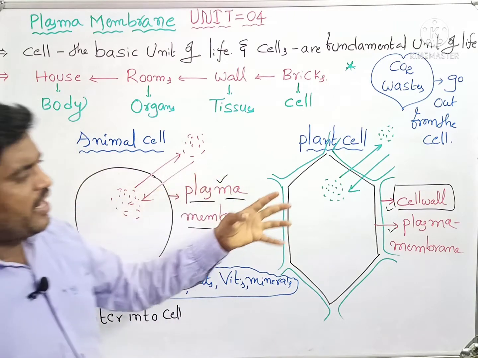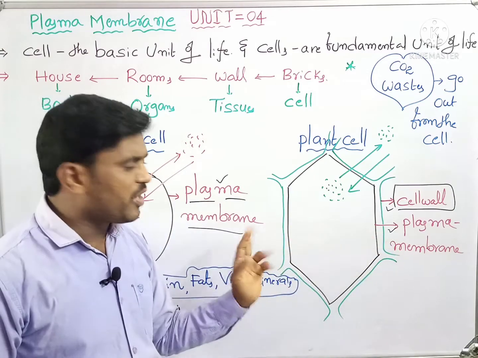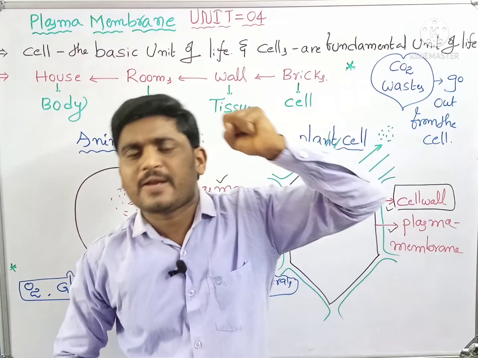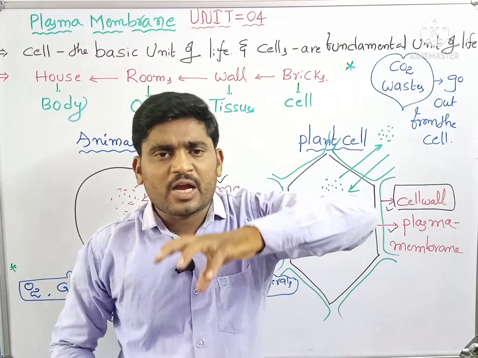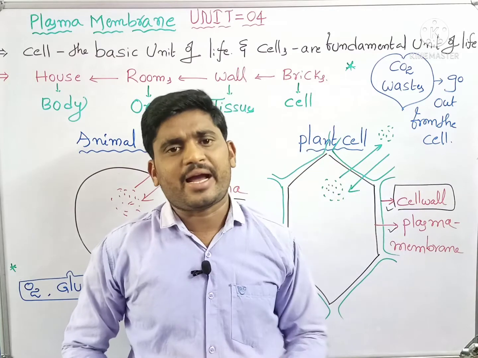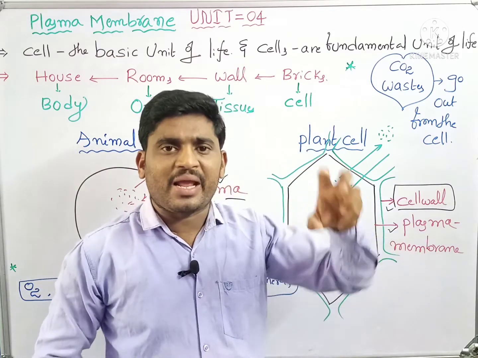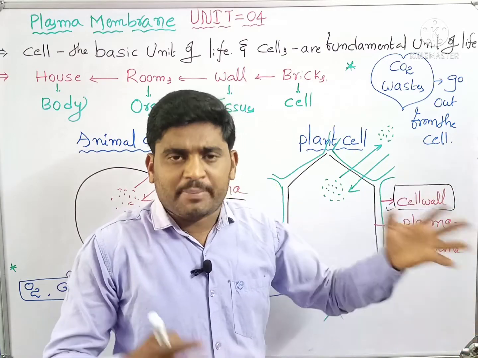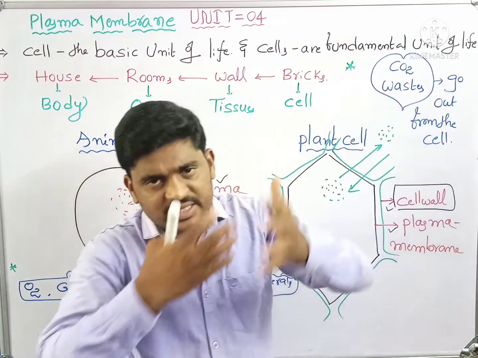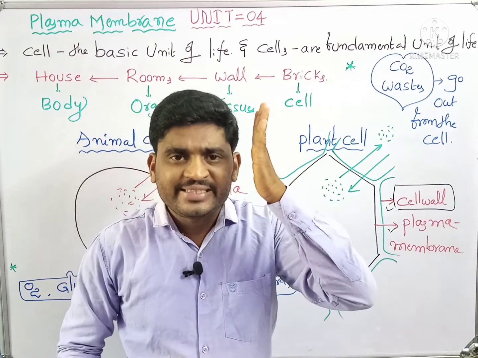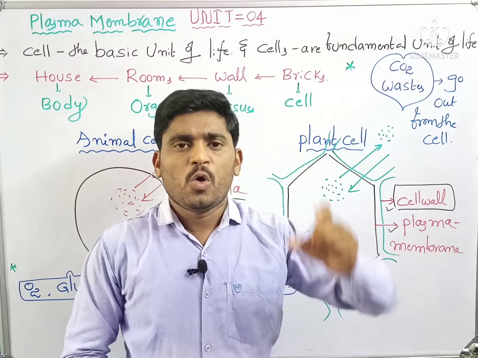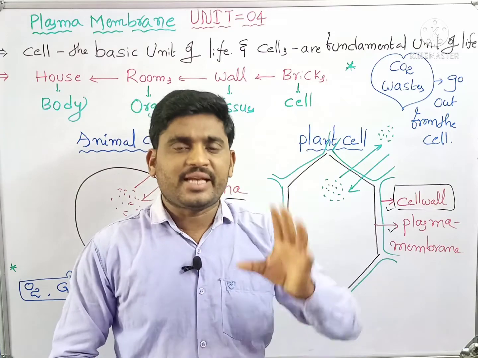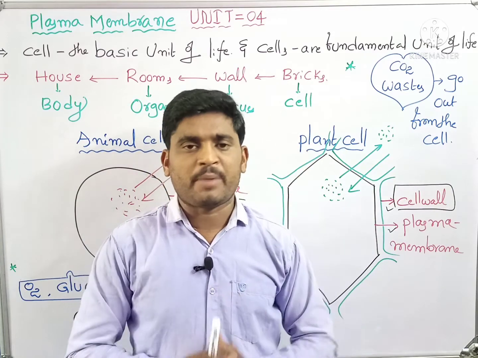So what is the importance here? Generally, what is the plasma membrane important for? Some substances enter into the cell, and some substances go out from the cell. At this time, the plasma membrane plays an important role in the middle. The plasma membrane allows some substances from the outer side to inside the cell. So this is one of the check posts of the cell, the plasma membrane. It only allows suitable substances inside the cell. That is the main function of the plasma membrane.